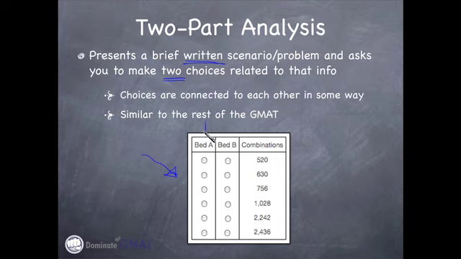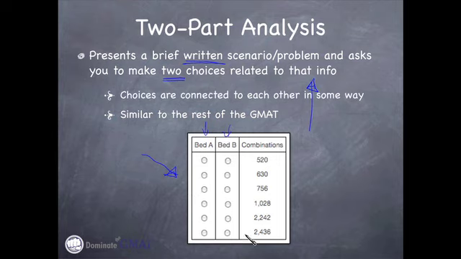You're going to have column A that you have to fill in and column B that you have to fill in. And those are your two choices, and they're going to be connected in some way, and you're going to see what I mean when we look at a sample here in a moment. And really, it's similar to the rest of the GMAT. In other words, the types of questions you're asked, the prompt you're given, is going to be very similar to everything else you're already preparing for on the GMAT quantitative and the GMAT verbal section.